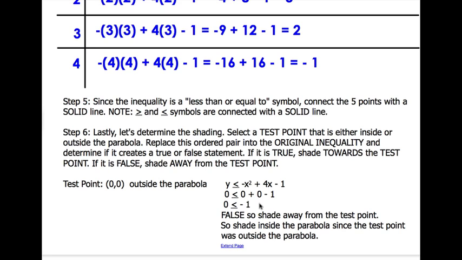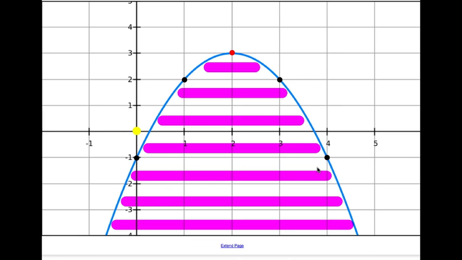Now in this case, our test point was outside of the parabola. So when we shade away from that, really what that means is we're going to shade inside the parabola. So that's why the inside of the parabola is currently shaded.